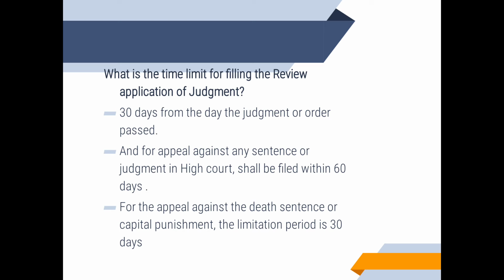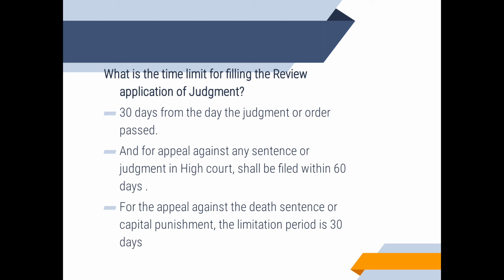So now the question arises, what is the time limitation for the filing of the petition of review? The time limit is 30 days from the date of the judgment or order passed. If it is an appeal against any sentence or judgment in the high court, then it shall be filed within 60 days from the order or the judgment. And if it is an appeal against the death sentence, capital punishment, the limitation period is again 30 days.